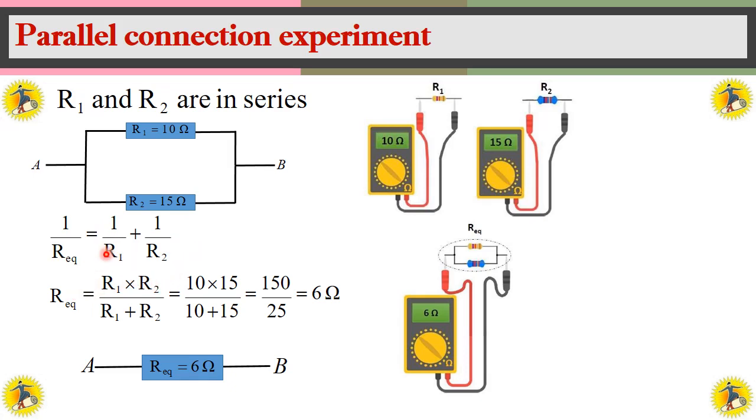Here, if we make the same denominator, we multiply by R2 here and R2 here, R1 and R1. So we get R2 plus R1 over R1 times R2, and we invert the equation, so we get R equivalent equals R1 times R2 over R1 plus R2, equals 10 times 15 over 10 plus 15, we get 6.